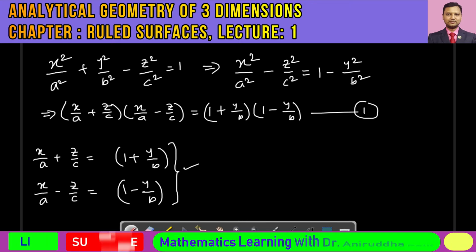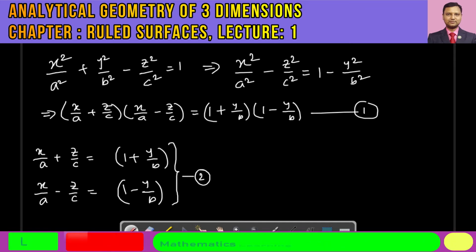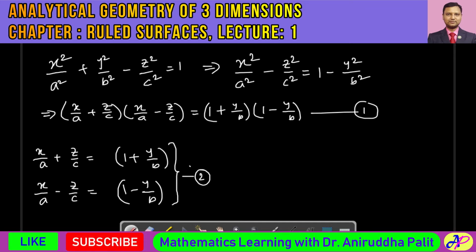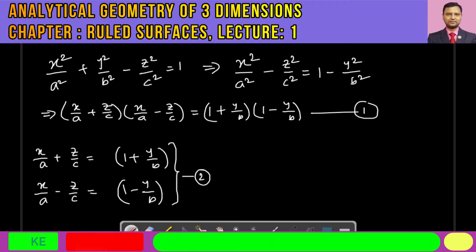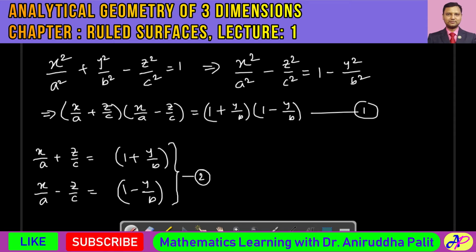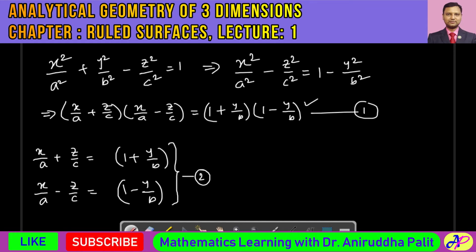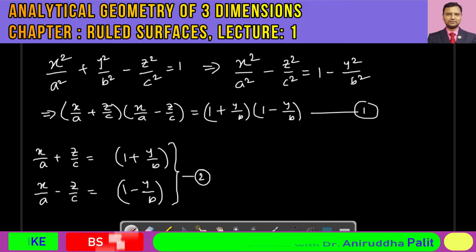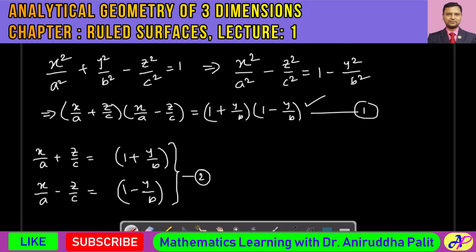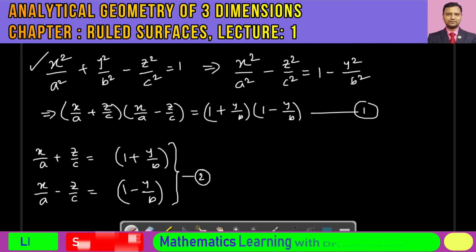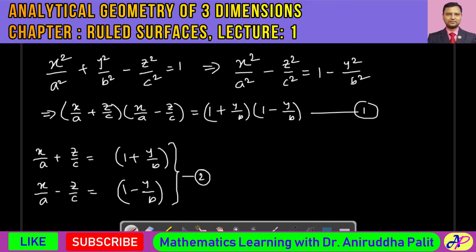if you multiply these two equations, you will get this equation number 1. Let me call this the equation number 2. If you consider any point on this straight line number 2, in that case, if you multiply the left hand side and right hand side of these two equations, you will be able to construct this equation. That means the point would also satisfy this equation number 1. So we can say that the point is actually a point on this hyperboloid of one sheet.